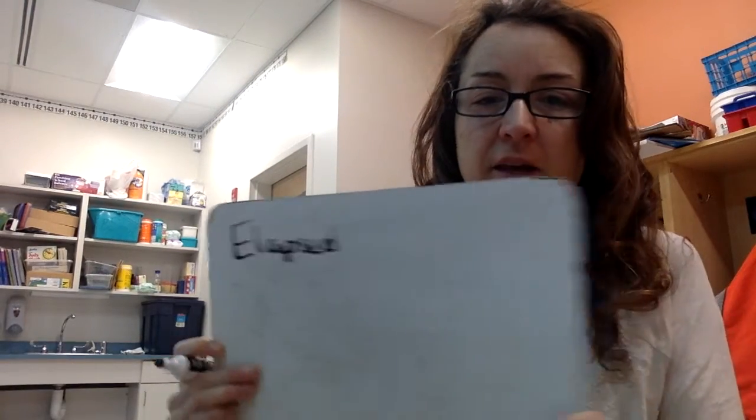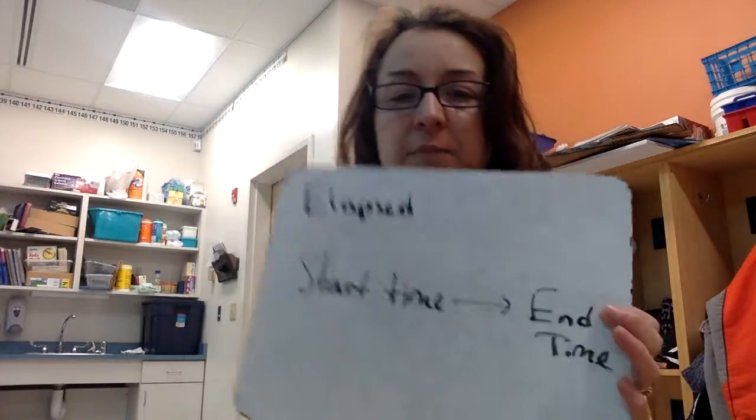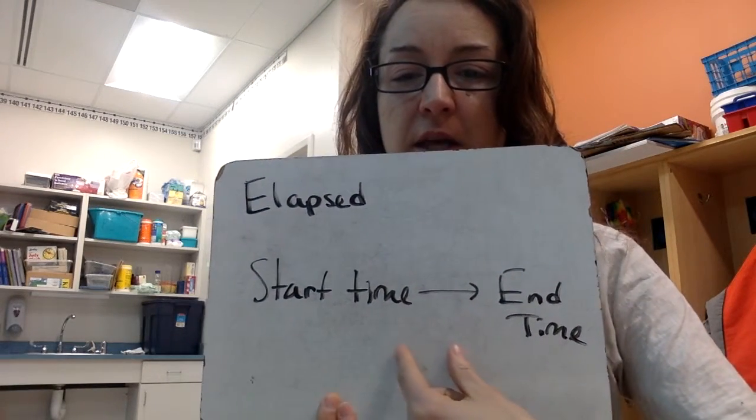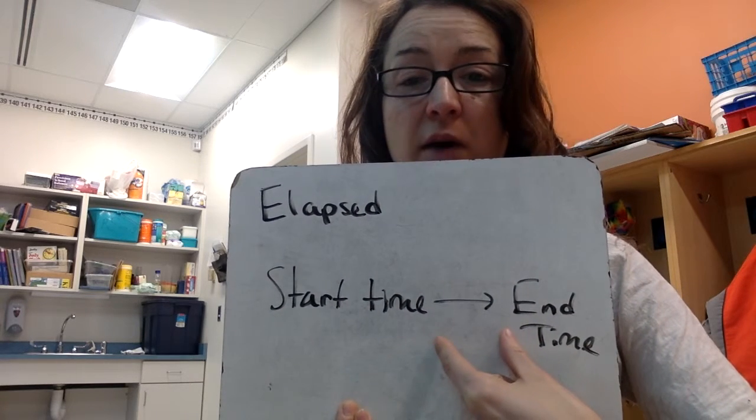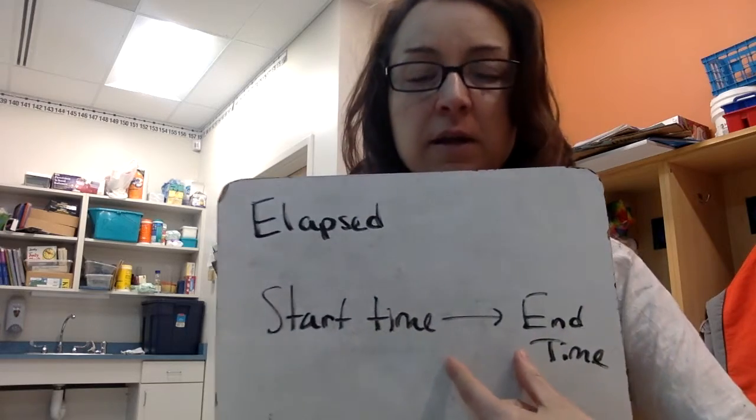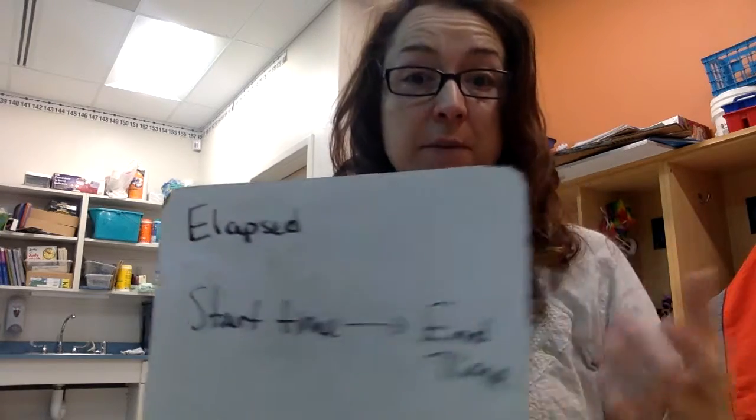Now, I'm going to show you what that word looks like. Elapsed time. Elapsed time is the amount of time that is taken up. So we have a start time, and we have an end time, and our elapsed time is that time in between. It's the time between the start time and the end time, and we figure out how much time has gone by between them to find the elapsed time.